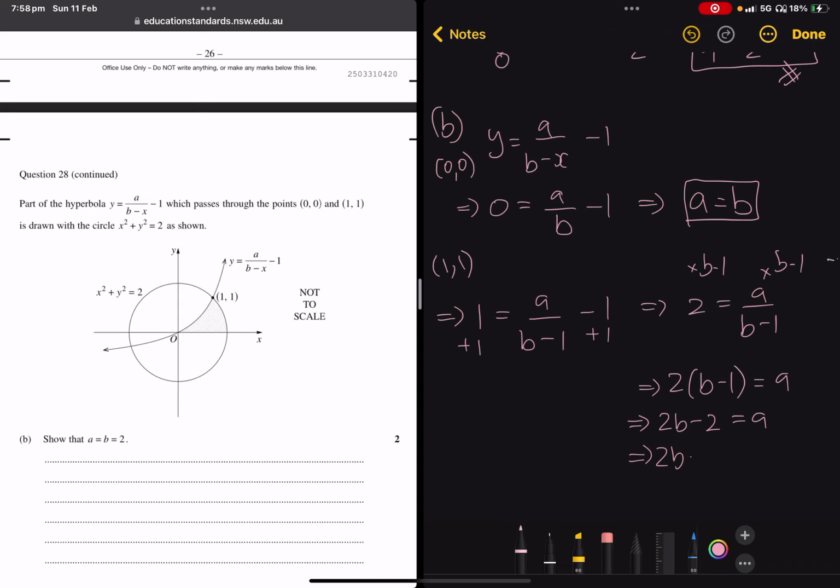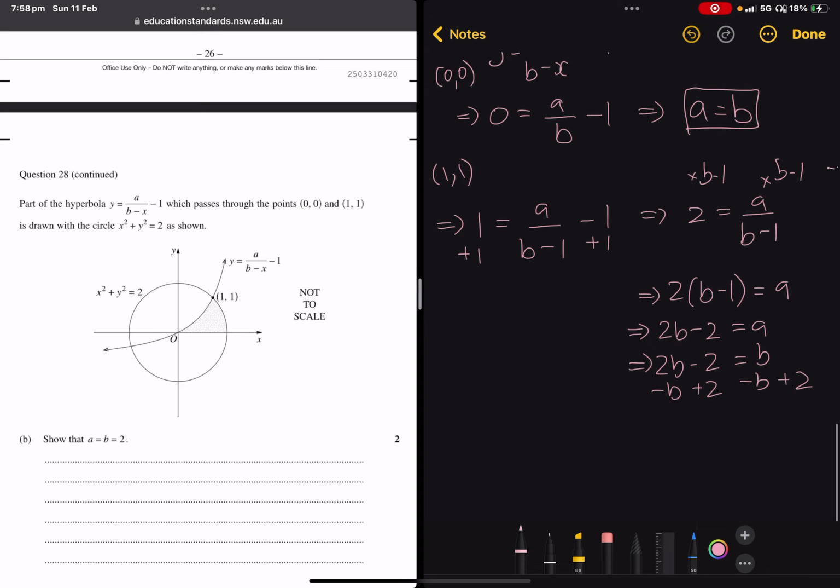This tells us 2b minus 2 equals b. Minus b from both sides, add 2 to both sides. This yields that b is equal to 2. Because b is equal to 2 and b is equal to a, this means a is equal to 2. So we're able to show that b was equal to 2 and a was equal to 2 by using the points and the form of the function in question.